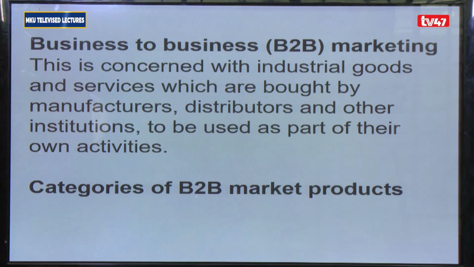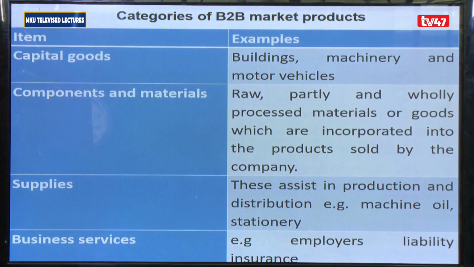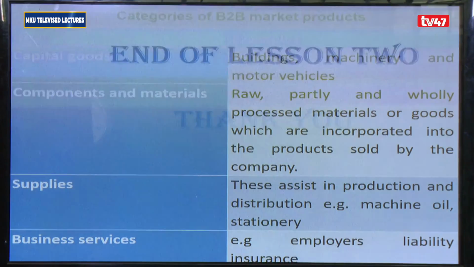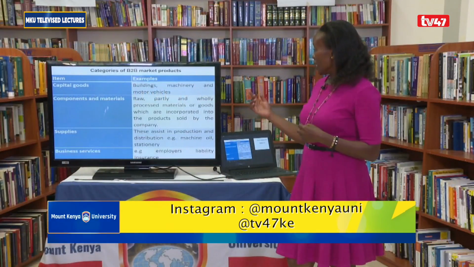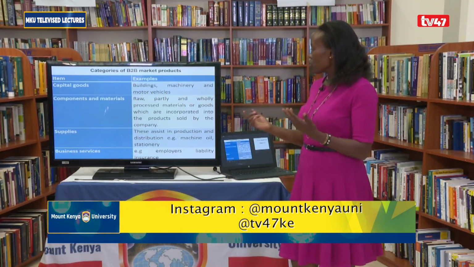And what are the types of marketing that we have? We have B2B, where your business sells to another business, right? Business to business marketing. And this one is concerned mainly with industrial goods and services. And we have different categories of goods that you do B2B. So business to business: capital goods, components and materials, supplies and business services. Capital goods include buildings, machinery and motor vehicles.